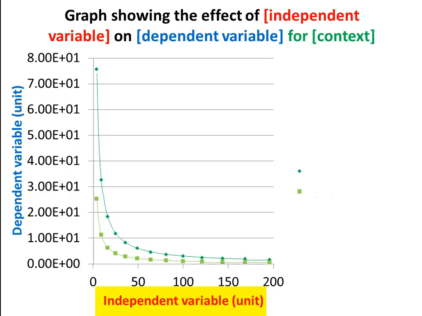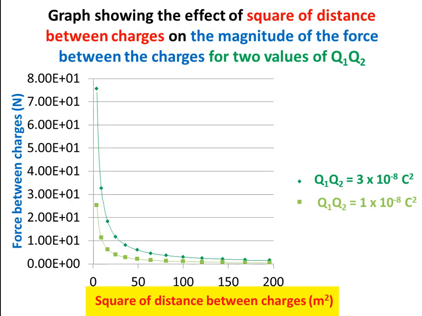What is our independent variable if we plot the graph of this data? I hope you said square of distance between charges is our independent variable, unit meter squared. And I hope you said that the dark green line, the upper line, is for the greater value of charge, 3 times 10 to the power minus 8 Coulomb squared. And the lighter green line, which has lower values of the force, is for the lesser value of the product of the charges.